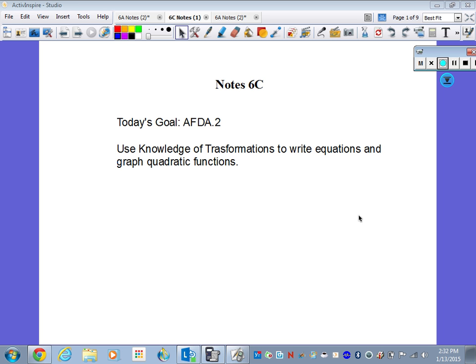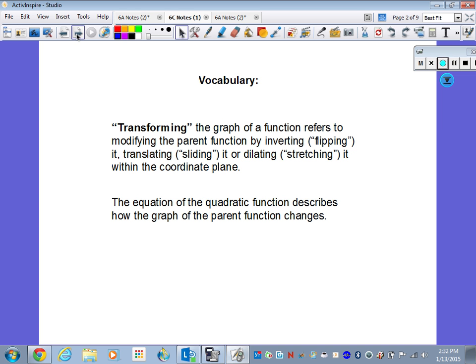Previously we've looked at the functions and graphed them using a t-table. Now what you need to know is that when you're transforming the graph of a function, you're modifying it by either inverting or flipping it, translating or sliding it, or dilating, which means stretching it within the coordinate plane. Those are all terms you should remember from geometry, because you do transformations in geometry.